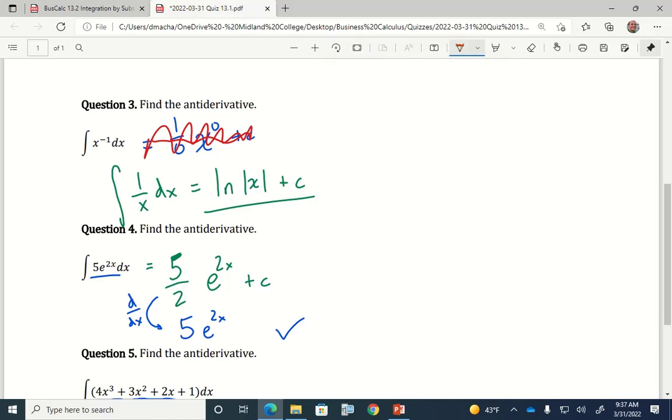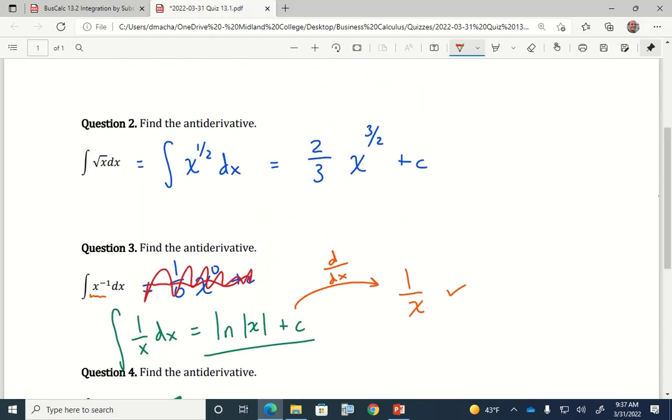Then my derivative rule is telling me that the derivative of natural log is 1 over x. And sure enough, that's the same thing as I had from my integrand, so that works. For question 2, if I take the derivative of my antiderivative, then we bring down the 3 halves, that cancels out the 2 thirds, and I subtract 1 from my exponent, so this is x to the 1 half. And sure enough, that's what I have in my integrand, so that checks out.